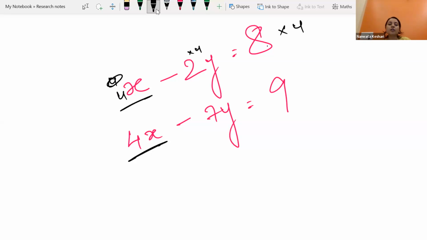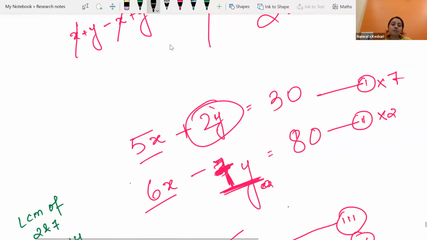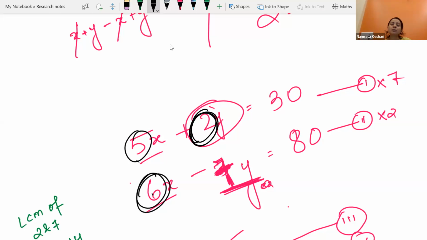And if it is not at all possible, like in this example, if we want to make this 5 a 6, not possible. If we want to make this 6 this 5, not possible. If we want to make this 2 a 7 by multiplication of any number, it is not possible. We want to make this 2 a 7. It is not possible. And this number 7 we have here, we cannot make it 2 in any way.